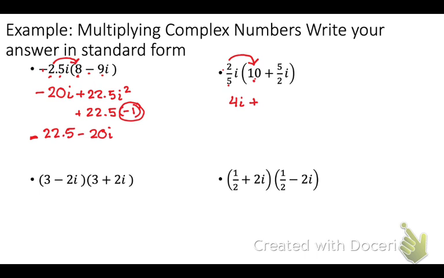Okay, what's 2/5 times 5/2? 1. But i times i is i squared. Well, what is i squared? -1. If this equals -1, right? Yeah. So it has to be -1 plus 4i. Oh, yeah. Can I put it like this? No, that's not in standard form.